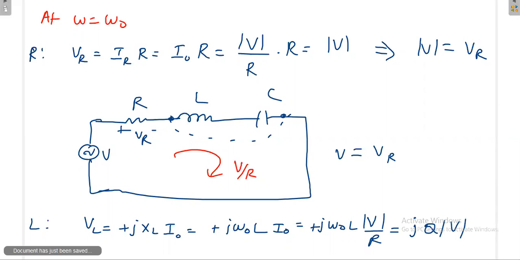Second, what is the voltage across the capacitor? The VC is minus jQ into the current, the I naught value.